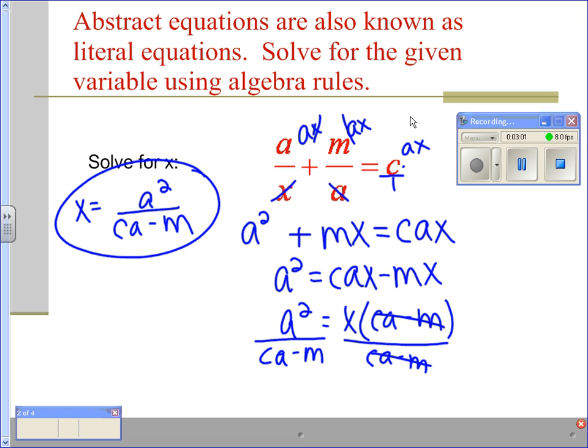Here, I just subtracted mx from both sides because I wanted to solve for x. And what else is on this side of x? Ca minus. It's because you divided by the whole thing. Yes. It's the same kind of thing as doing an equation, but now we don't have any numbers, we only have letters. Okay, so that's one way to do it.